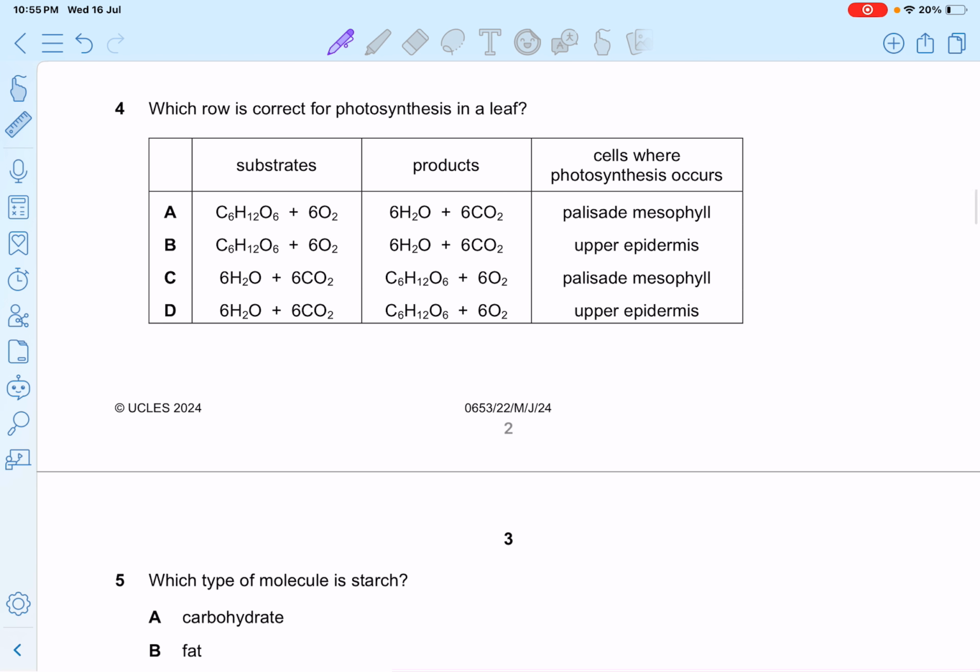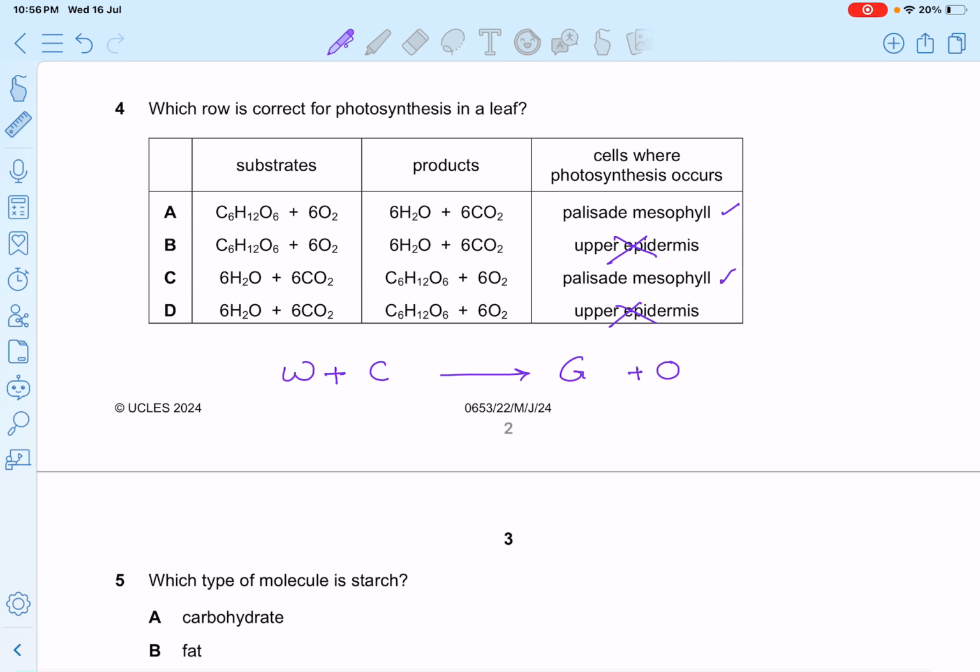Which row is correct for photosynthesis in a leaf? So we have to revise the word equation for photosynthesis, which is water plus carbon dioxide produces glucose and oxygen. Where can we find this chemical reaction? We find it in the palisade mesophyll or upper epidermis? No, in the upper epidermis it cannot happen, because it does not contain any chloroplasts. So it happens in the palisade mesophyll as it contains chloroplasts.